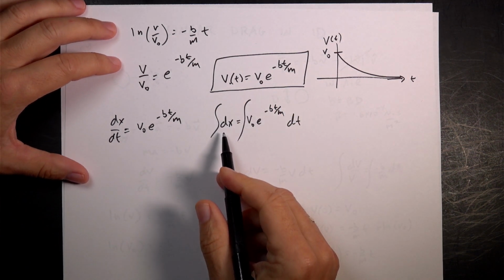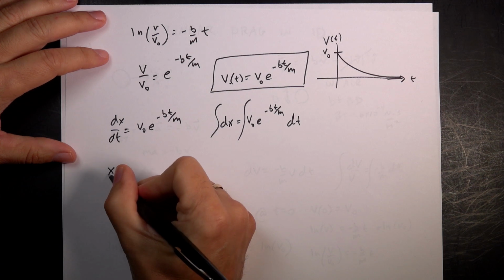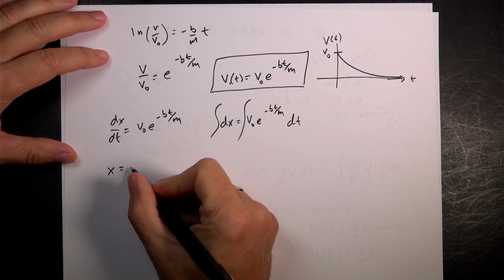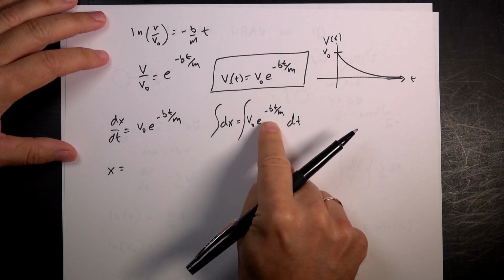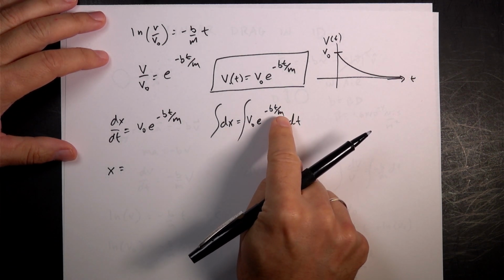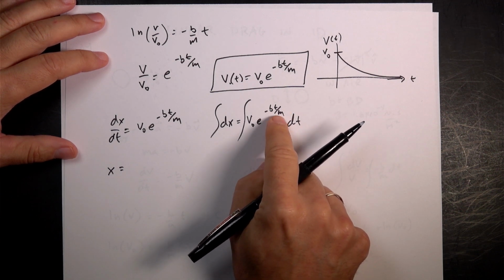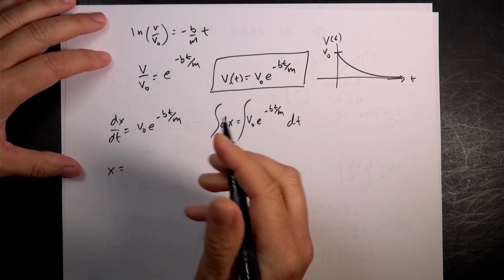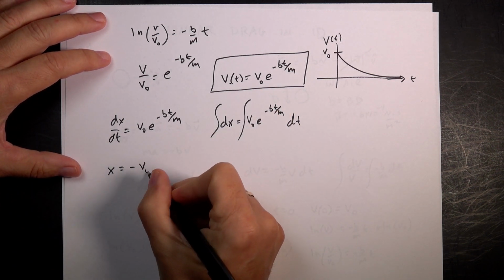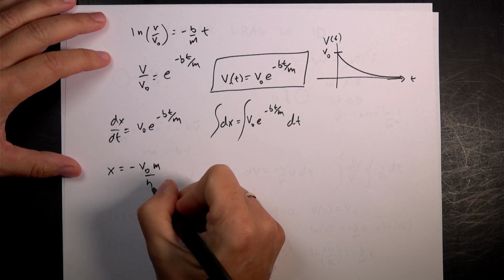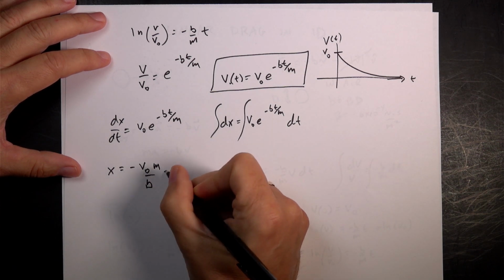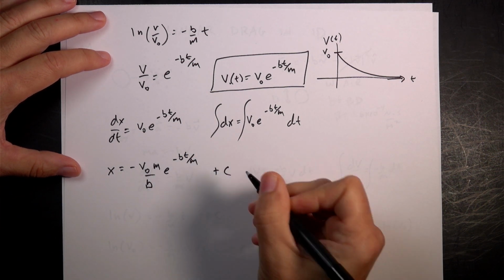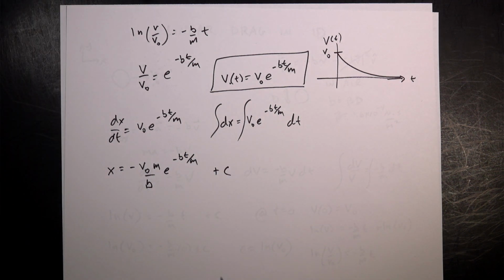So this is pretty easy. The integral of dx is just going to be x. And then over here I get the integral of this. Okay, so I have v0, and then I integrate e to the negative bt over m, which is e to the negative bt over m. But then I have to divide by the derivative of this stuff, right, to get that to work. So that's going to be negative v0 m over b, and then I get e to the negative bt over m, and then I have to add a constant c because it's indefinite.